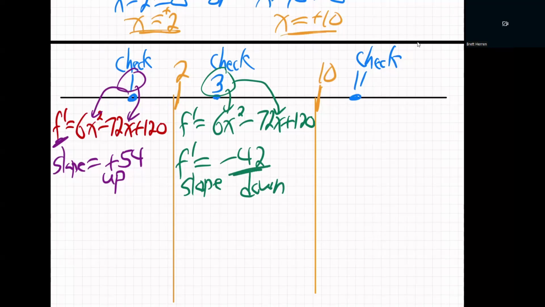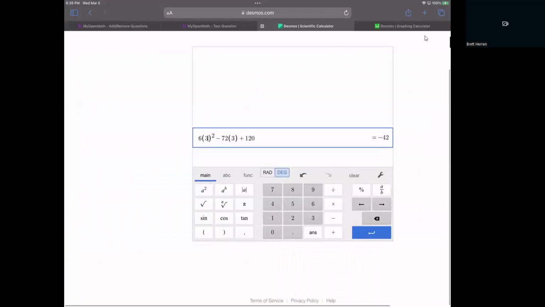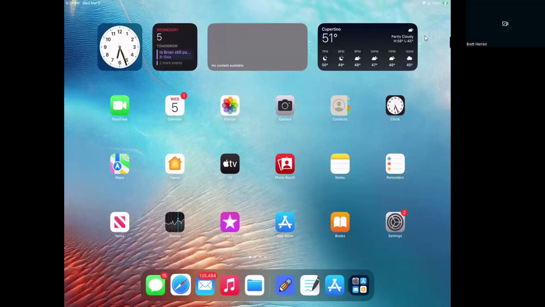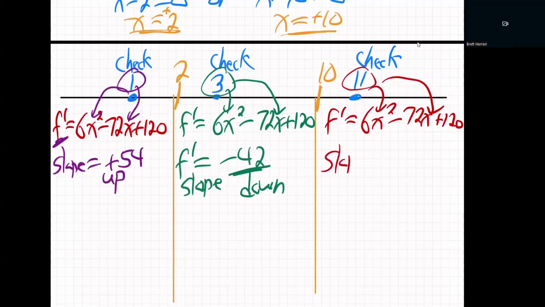Okay, last one. What am I going to plug in? I'm going to plug into the derivative again, 6x squared minus 72x plus 120. I'm going to plug the 11 in, or anything to the right of 10. So let's plug in an 11. Go back, change that 3 to an 11. Change that other 3 to an 11. What did I get? Positive 54. Funny, same thing I got before. Slope, derivative, positive. That means the function's going up.